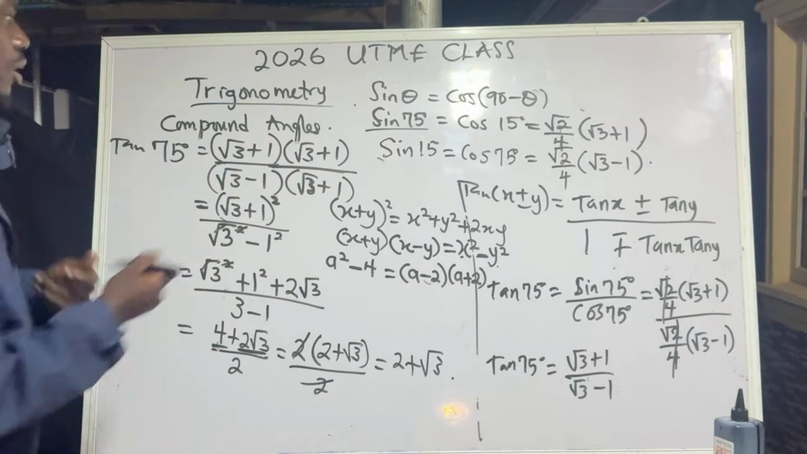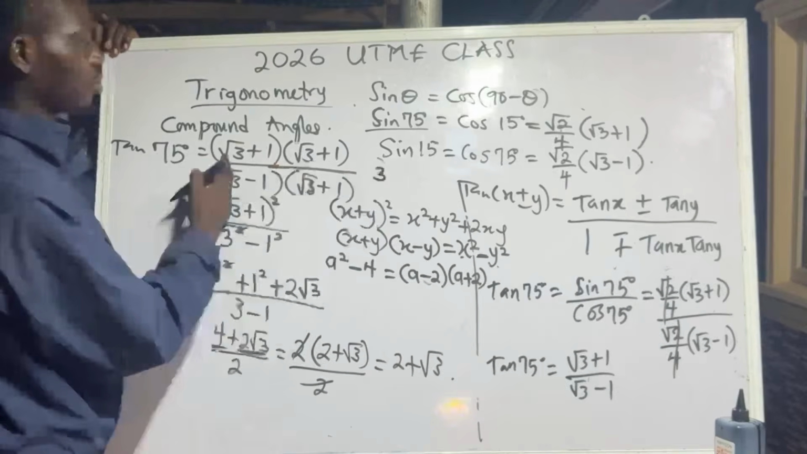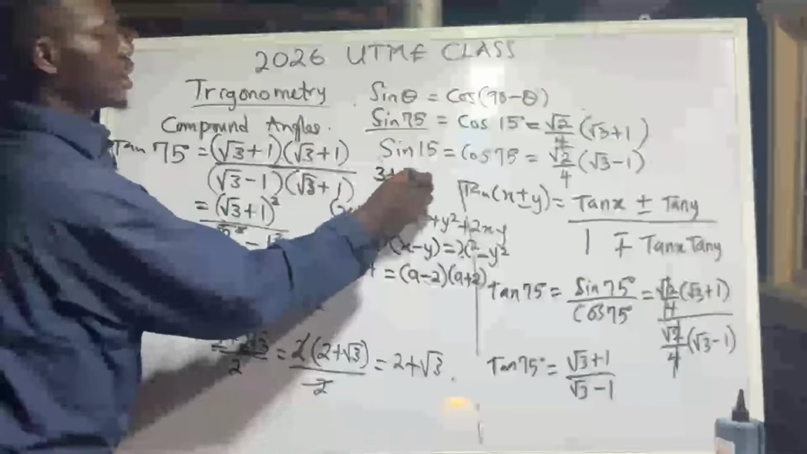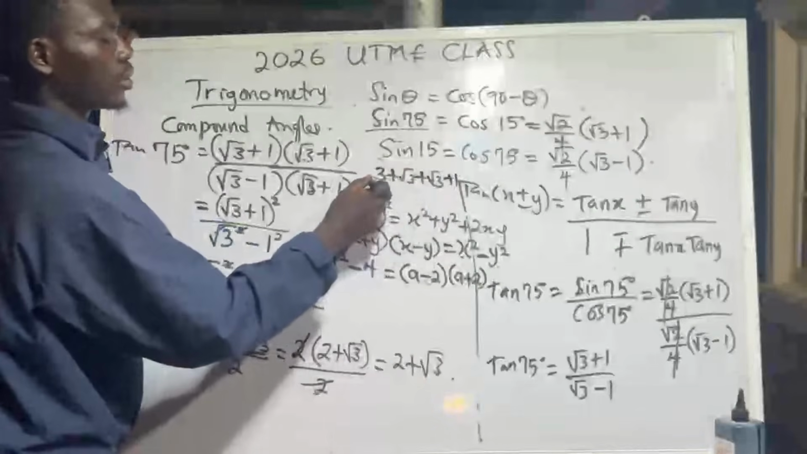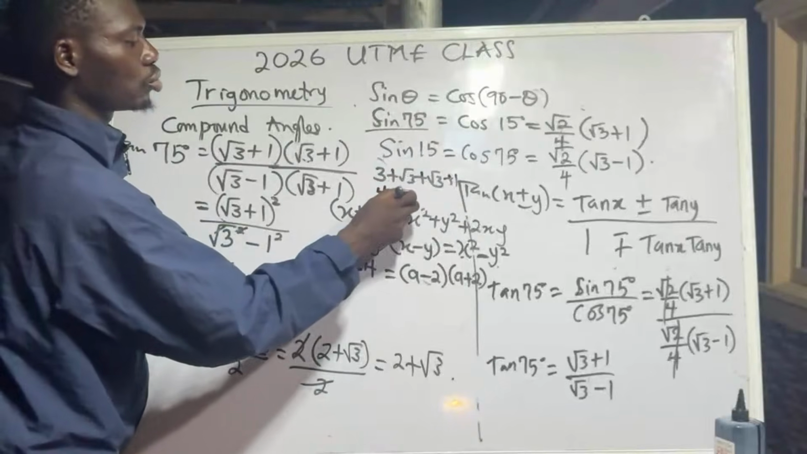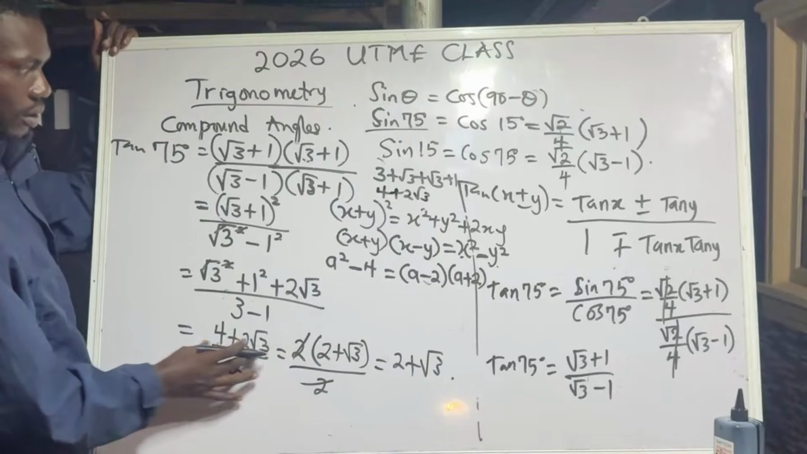If you know you cannot do it that way, just say with 3 times you have what? 3. With 3 times 1, that's plus root 3. 1 times root 3, that's plus another root 3. 1 times 1, you have what? 1. 3 plus 1, that's what? 4. Root 3 plus another root 3, that's how many root 3? That's 2 root 3. So that is how I have this.